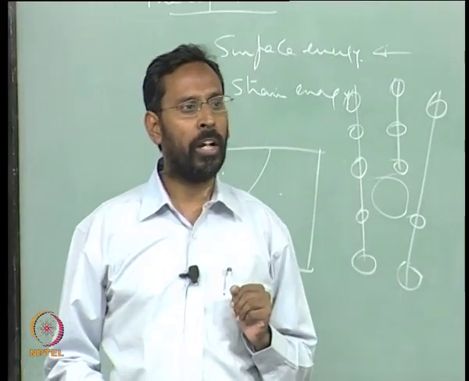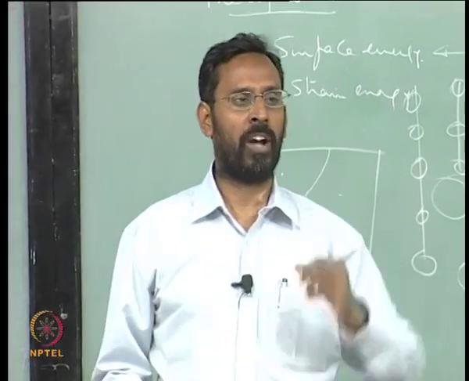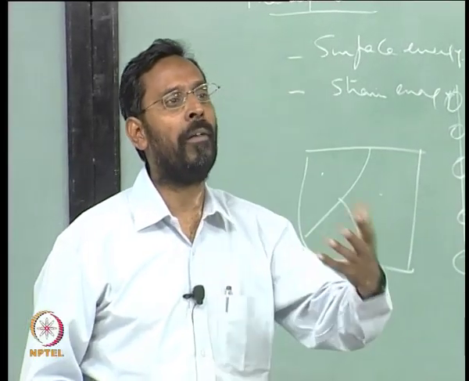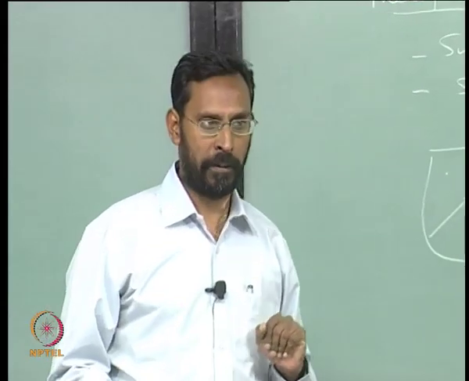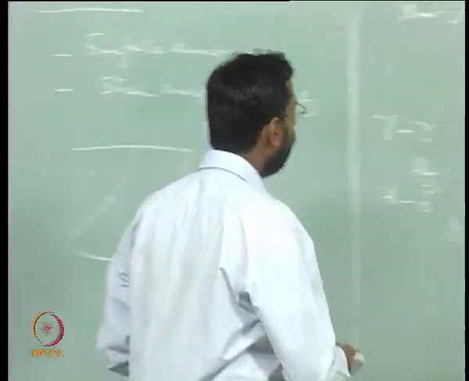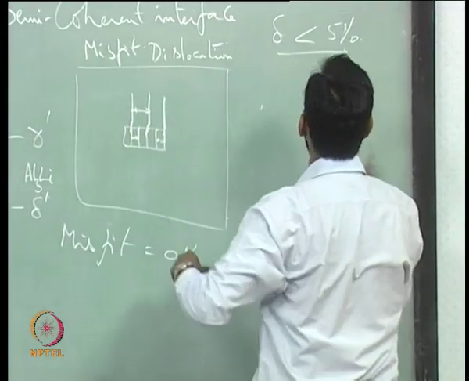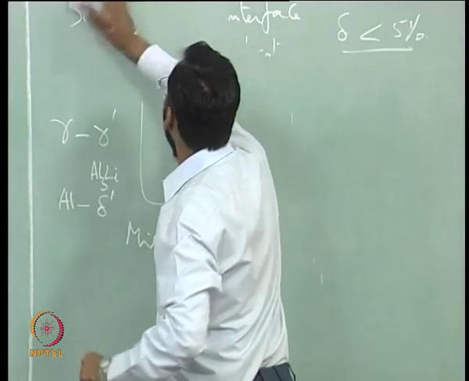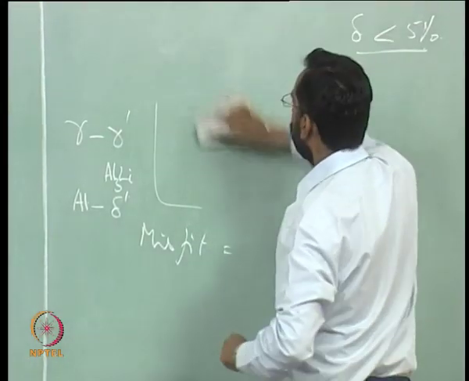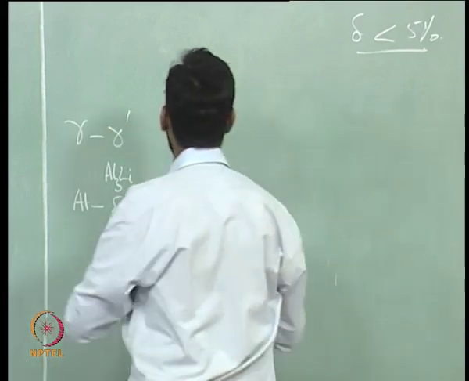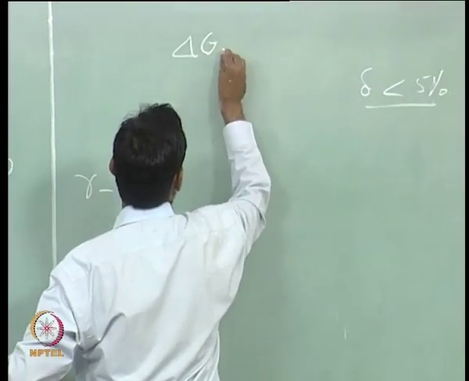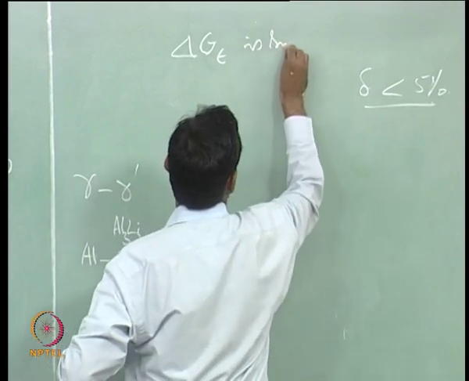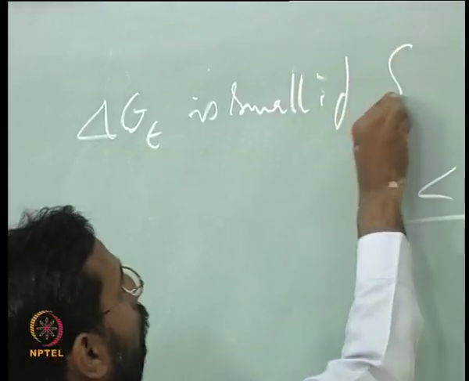Now, what we are talking about is, we are assuming that a coherent precipitate is coming out, and what is the shape of this coherent precipitate? This is what we were talking about in the last class. What should be the shape of the coherent precipitate, assuming that it is coherent? If we think that it is coherent, that means strain is not too large. If the strain is not too large, then the strain energy is too small. That means delta G epsilon is small.